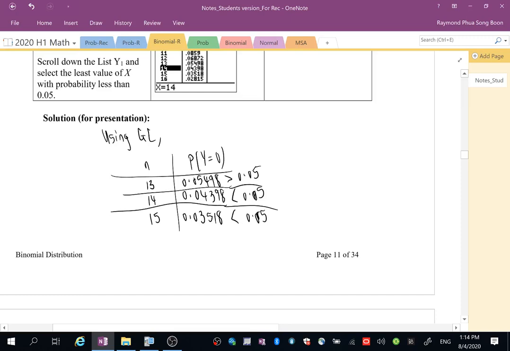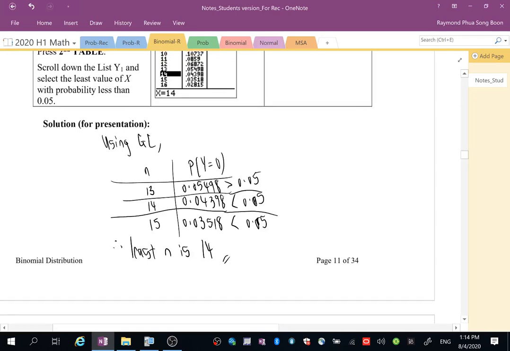So we want the value of the least n such that probability Y equals 0 is less than 0.05. The least n to satisfy that inequality would be 14. So you write your conclusion: least n is 14. That will bring us to the end of example 3, as well as the end of this video.